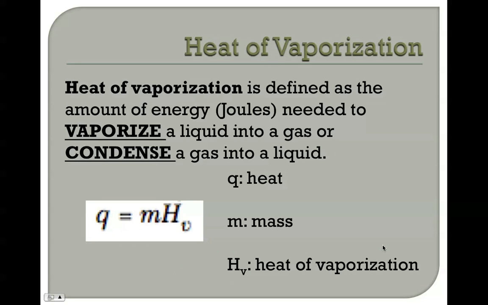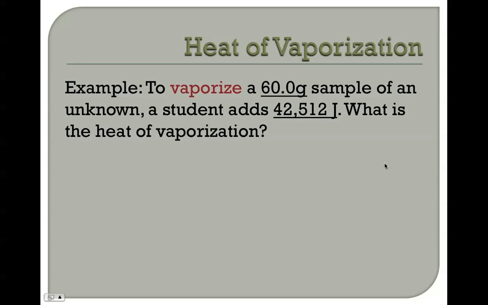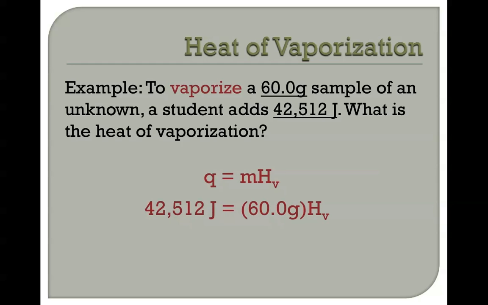Heat of vaporization is used either when we go from a liquid to a gas, so I vaporize, or a gas to a liquid, which is condensing. Again, the big change here is our heat of vaporization, Hv. Here we're going to vaporize a 60 gram sample of an unknown. The student has to add 42,512 joules. So what is the heat of vaporization value that could eventually lead us to identify the unknown? I'm solving for Hv here. I've inputted the two values, and I'm going to divide each side by 60 and get that my heat of vaporization is 709 joules per gram.